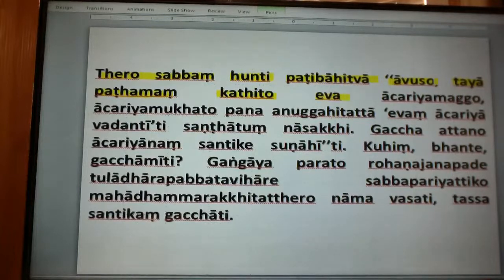Katito Ewa. Katito Ewa means Kata is talking. Katito Ewa means the first time you talk. Acharya Mago means the way of the teacher. Mago is a way, Acharya is a teacher. So the way of the teacher. Acharya Mukhato means Acharya is the teacher, Mukha is the mouth. From the teacher's mouth.